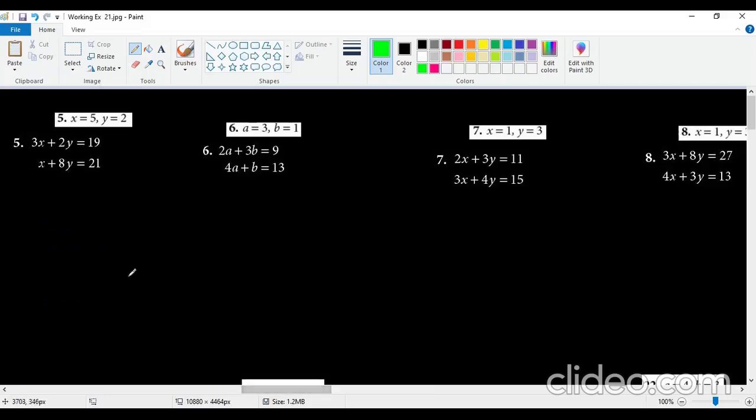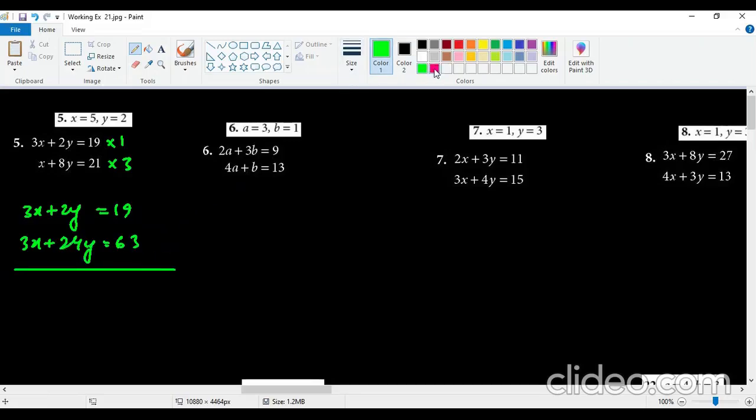In here, I'll multiply this equation by 3 and this equation by 1. So the first equation will remain the same, and the second equation becomes 3x plus 3 times 8, which is 24y, and 21 times 3 is going to give us 63. Changing the signs of each element, plus 3 becomes minus 3, 24 becomes negative 24, and 63 becomes negative 63. So that's how they are cancelled.